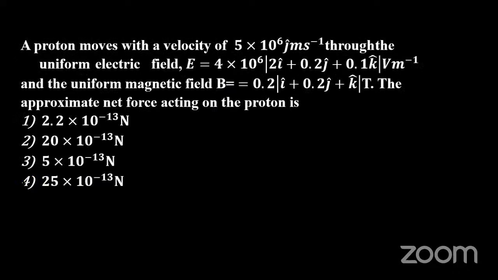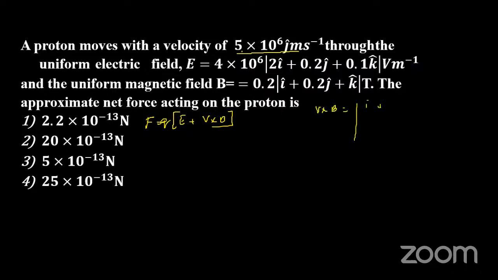Next one, a proton moves with velocity 5 into 10 power 6 j cap. So uniform electric field value is given, uniform magnetic field value is given. The net force on the proton, okay, net force is asked. Force is the Lorentz force, q into E plus v cross B, right? Now I first have to find v cross B. To find v cross B, I'll go with the vector method, that is the determinant method.